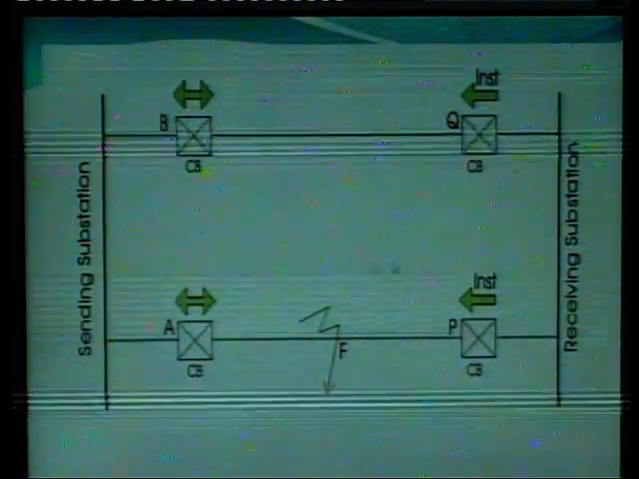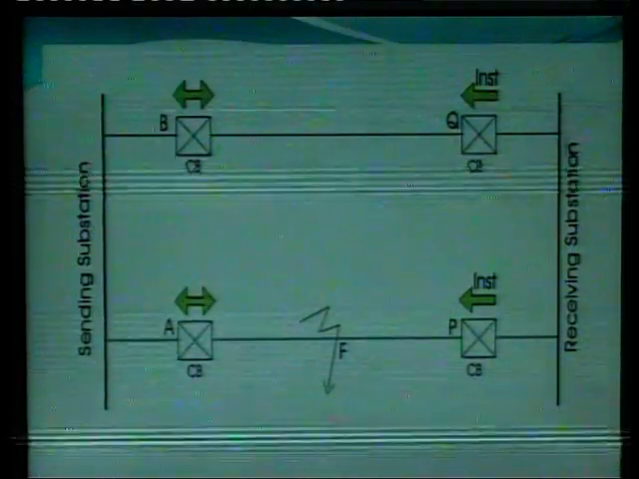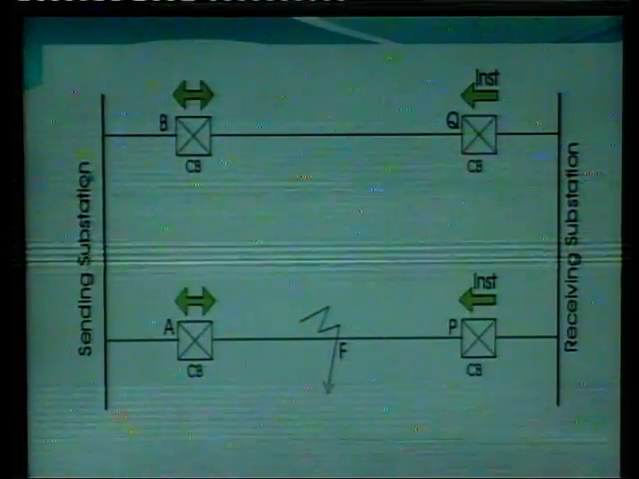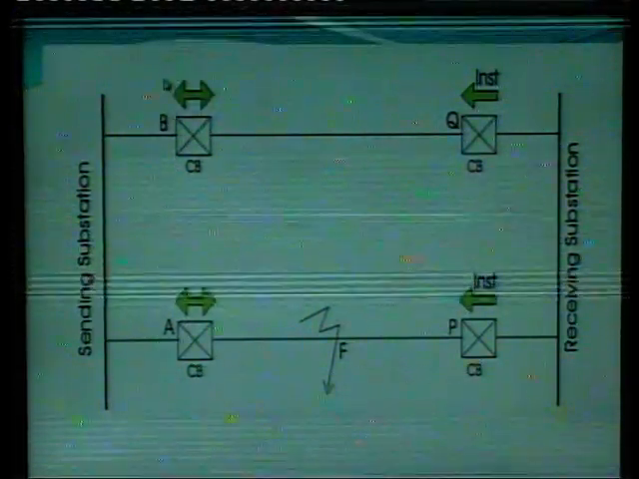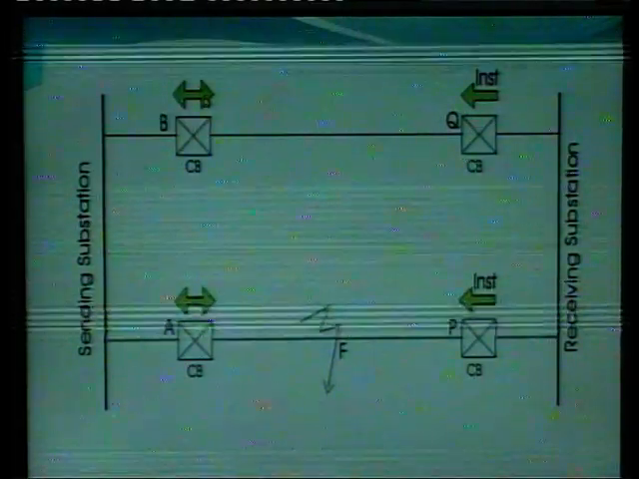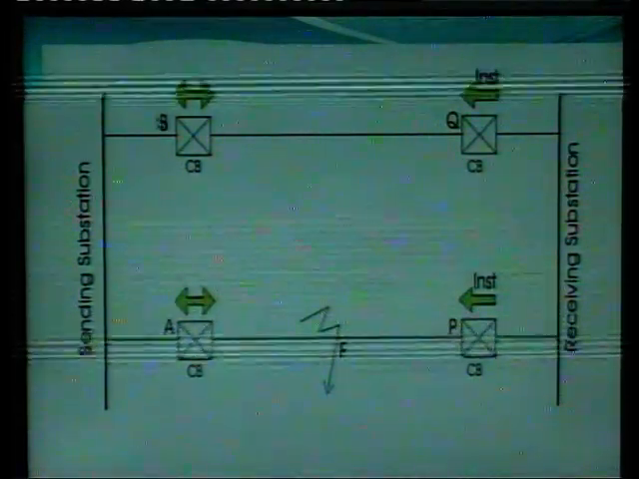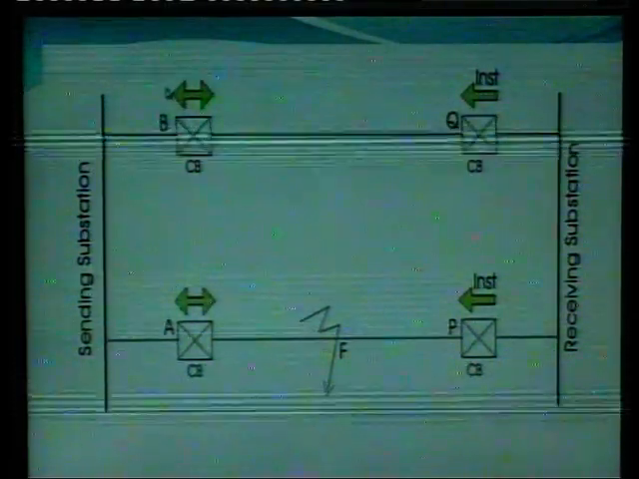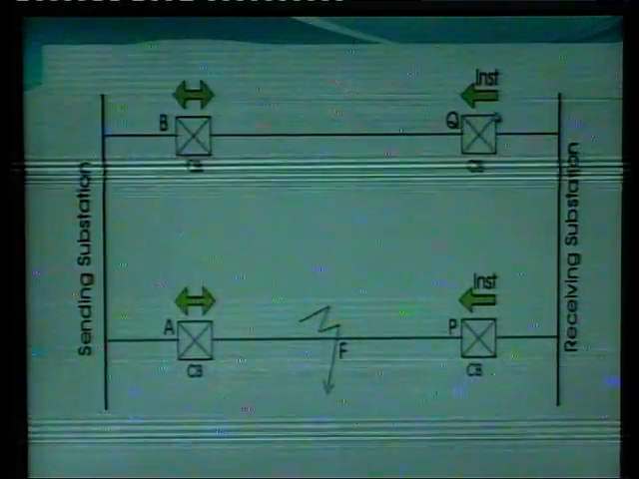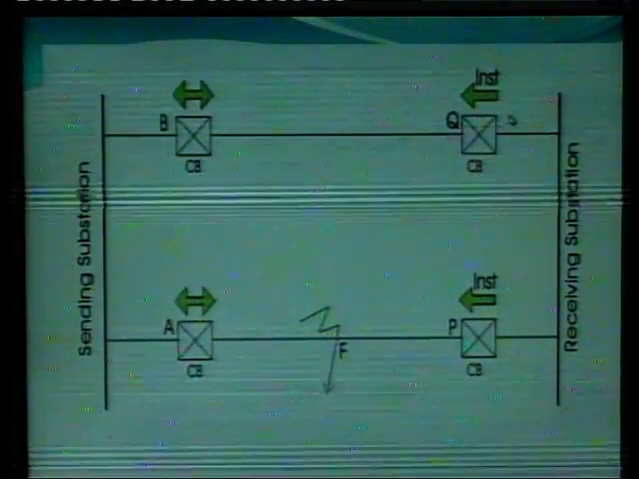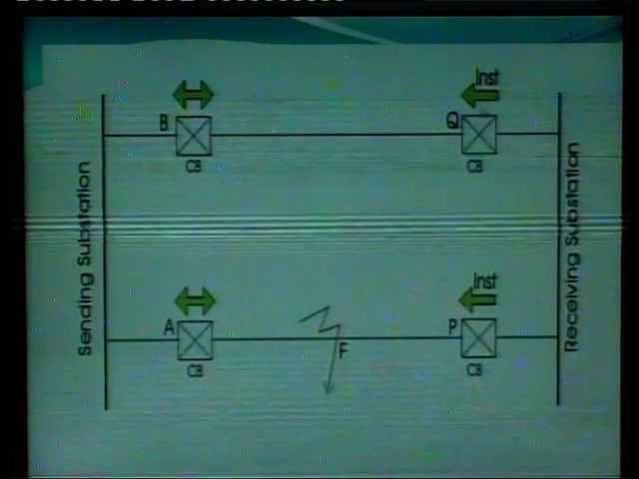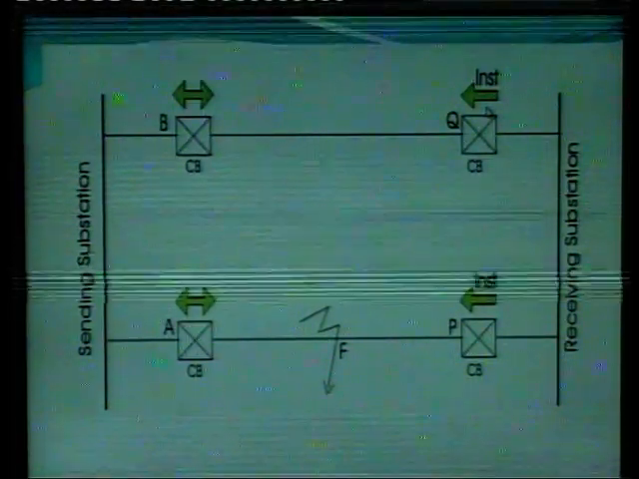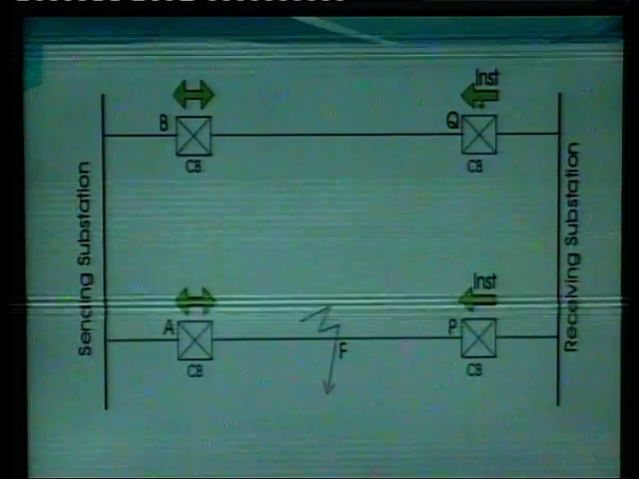So, this is the source substation and this is the receiving substation. Nearer to this sending substation we have a non-directional relay. The relay having arrows on both sides means it can operate in either direction. That is why it is known as a non-directional relay. At the receiving substation, we have a directional relay, meaning this relay will operate when the current flows in this direction.